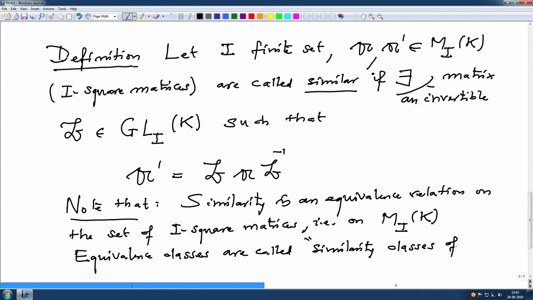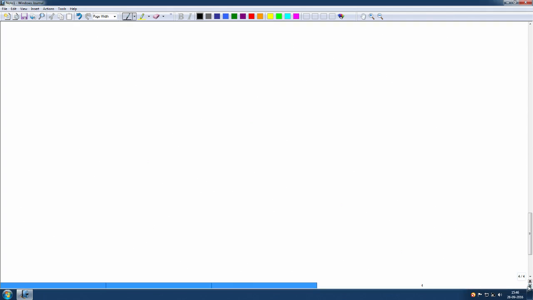Of matrices. It is really easy to prove that similarity is an equivalence relation, because clearly it is reflexive, symmetric, and so on. That is because GL_n is a group. Okay, and what is the main aim?